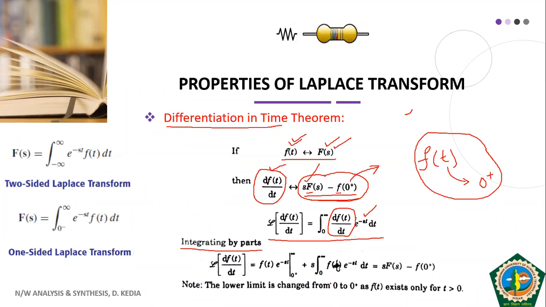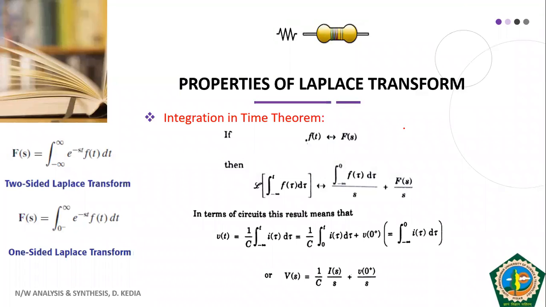If you apply integration by parts, this is what you will get. Look at this carefully. The second part of the integration by parts will give you sF(s): s has come out, and this is f(t) e raised to minus st dt, which has become F(s). And this one is f(0+). If you put infinity, e raised to minus st will be 0. Then if you put 0, e raised to 0 will become 1, and this will be f(0+). So this is what we get here. Fine, so this is your differentiation in time.